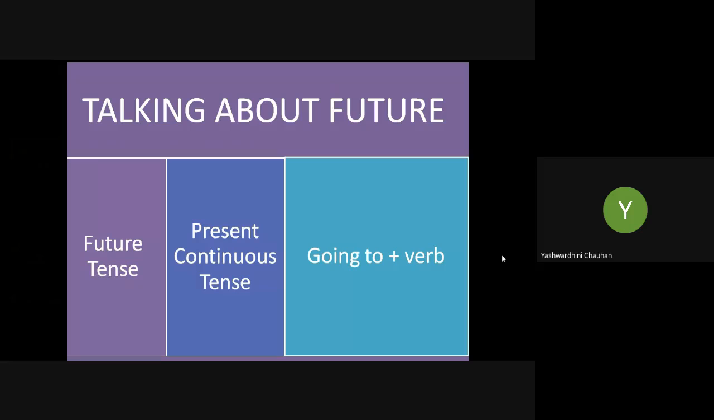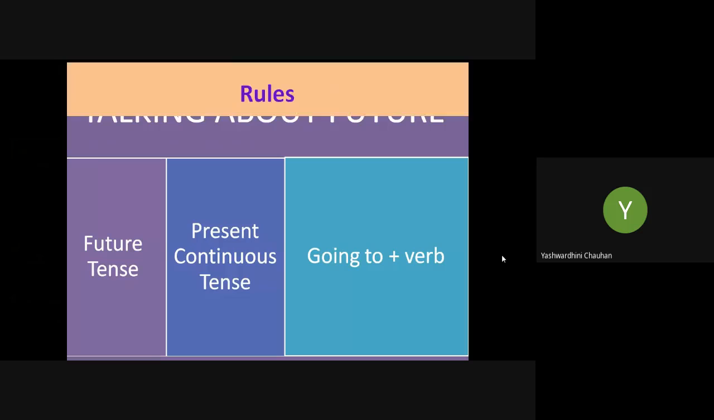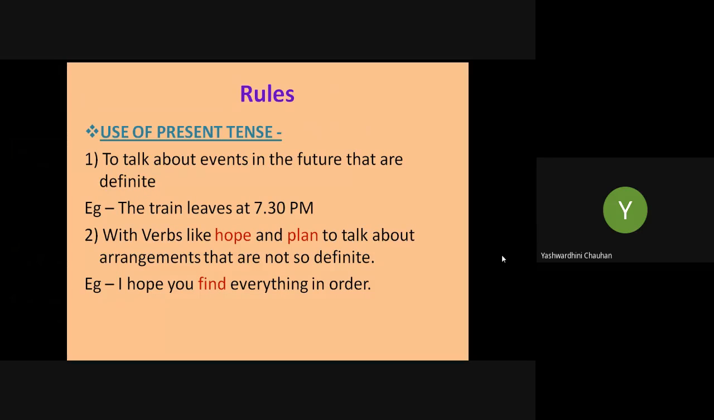Let's see, talking about future. 3 areas are there: future tense, present continuous tense, going to plus verb form. So the rules here are use of present tense to talk about events in the future that are definite. The train leaves at 7:30 p.m. We are already definite that the time of the leaving of the train is 7:30.